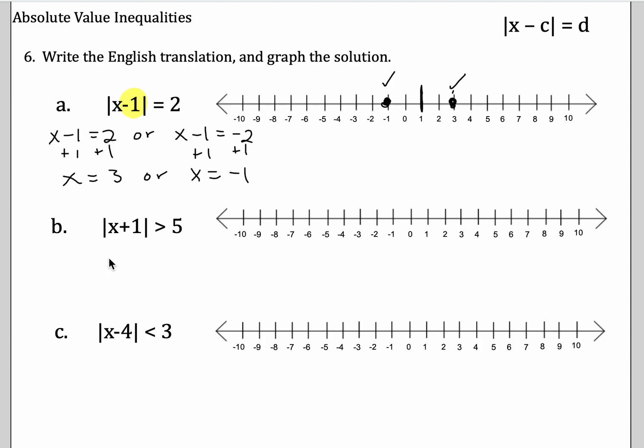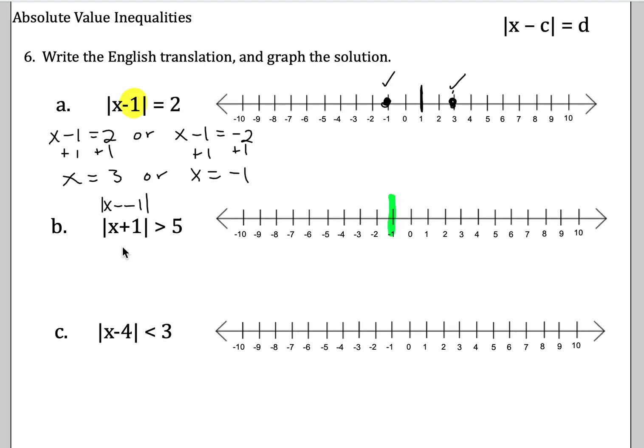If we take a look at some inequalities, we're going to have the same sort of idea here. So we're going to have the same central or starting point. Here we're talking about the absolute value of x plus 1. So remember, we have to think about that in terms of a subtraction problem. So it must be x minus -1 to turn that into the plus. So our central location or starting point here is going to be at -1.